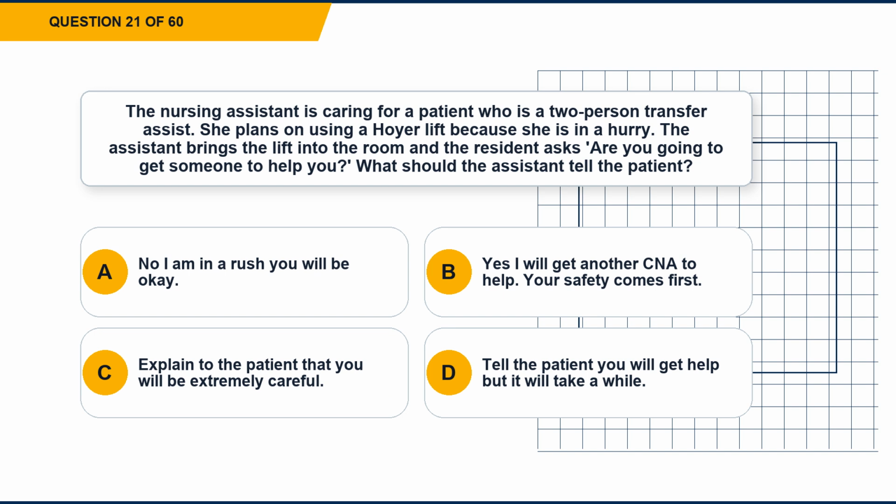The assistant brings the lift into the room and the resident asks, "Are you going to get someone to help you?" What should the assistant tell the patient? Option A, "No, I am in a rush, you will be okay." Option B, "Yes, I will get another CNA to help. Your safety comes first." Option C, explain to the patient that you will be extremely careful. Option D, tell the patient you will get help but it will take a while.